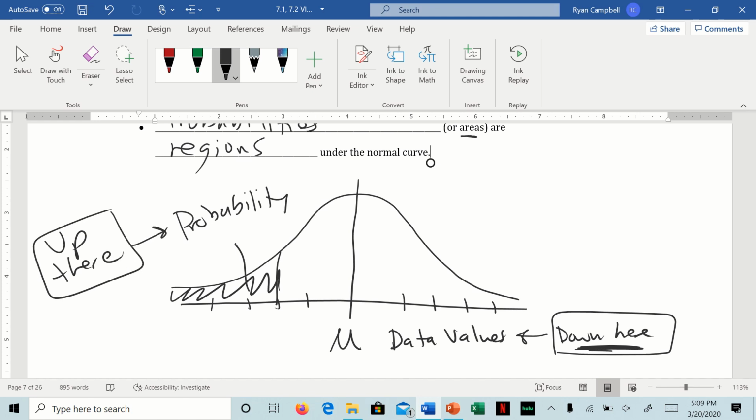Data values are down here, probability up there. Data value down here, probability up here. All right, hopefully we figured that out.